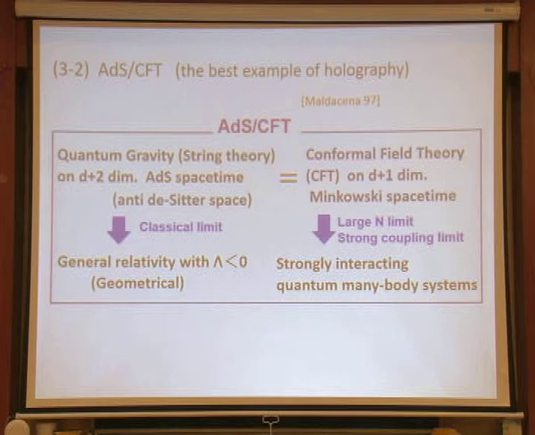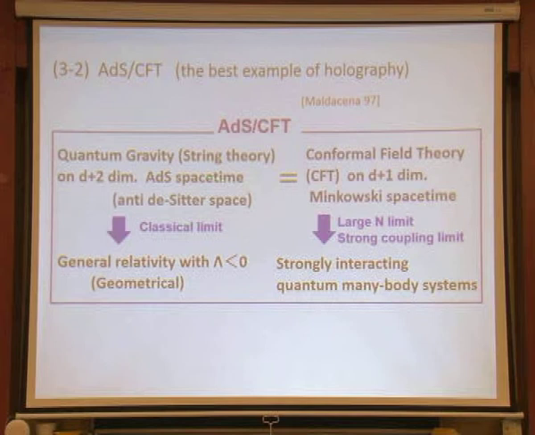Especially in this lecture, I'm mainly taking this particular limit called the classical gravity limit. That means just no quantum gravity effects, like g_s string corrections and alpha prime corrections, we just forget about them. This is justified when the anti-de Sitter space-time is very, very large, much larger than the string scale and Planck length. Then we can use general relativity with negative cosmological constant, which has a solution of anti-de Sitter space. This is the classical gravity limit.